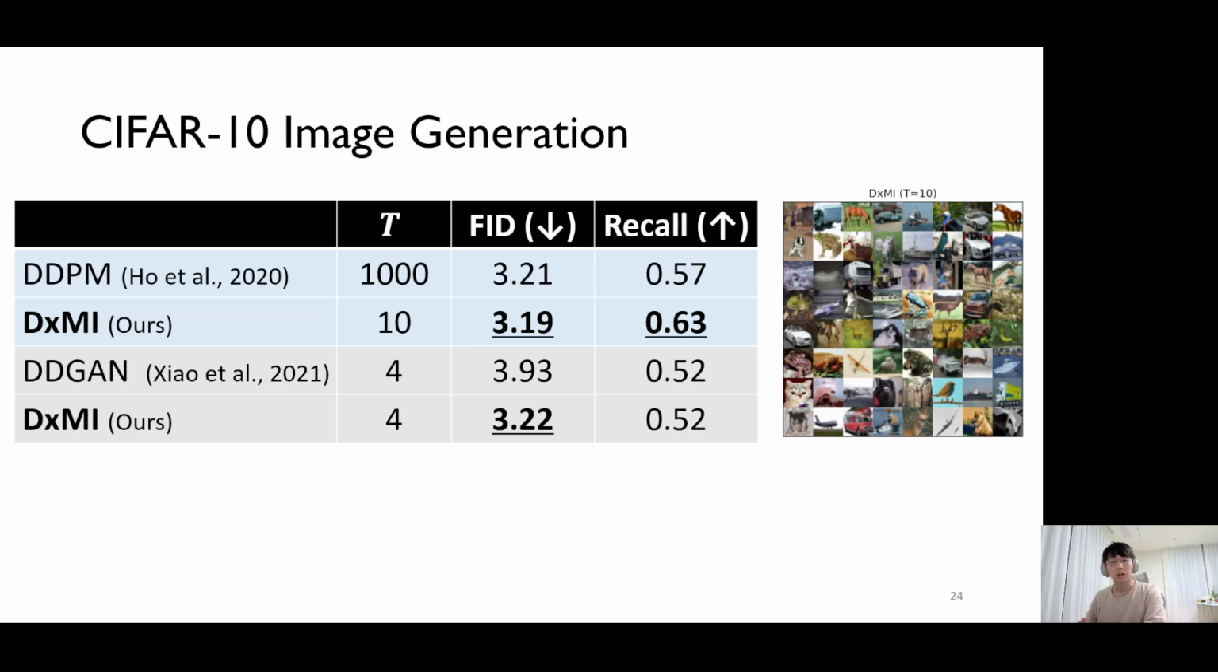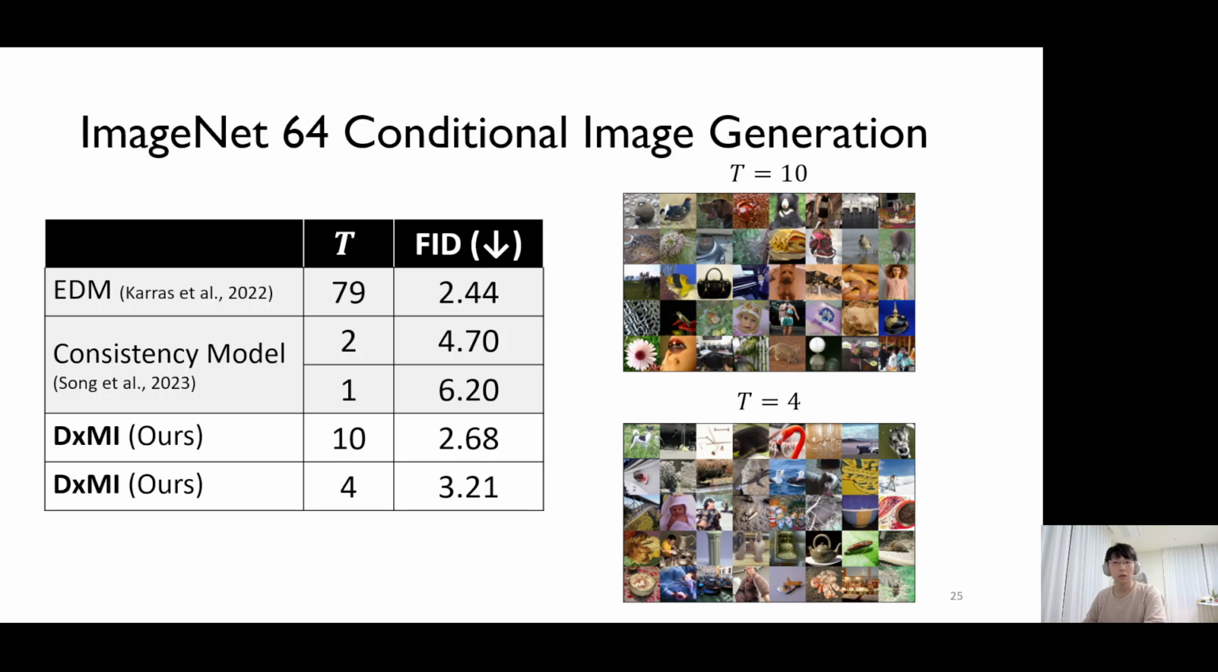This can also be confirmed by quantitative results. Quantitative results on CIFAR10 are highly competitive. The FID score is even comparable to the full-length diffusion models, even when the number of time steps is set as small as 4 or 10. Also on ImageNet64, D by ME was able to achieve quite competitive results. Overall, D by ME shows a favorable trade-off between the number of time steps and the image quality.